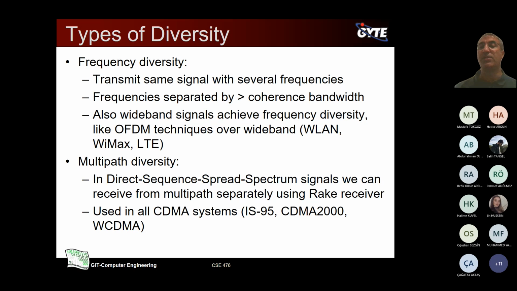We also have multipath diversity, and in DSSS, direct sequence spread spectrum, we can receive from multipaths that are separated using the rake receiver. And this diversity type is used in all CDMA 3G technologies.